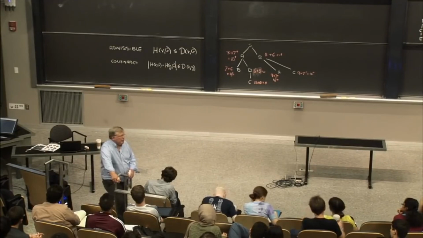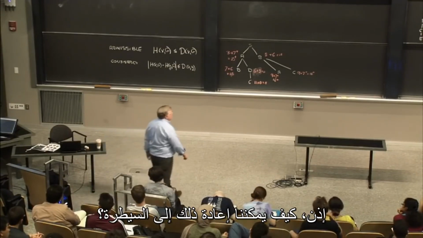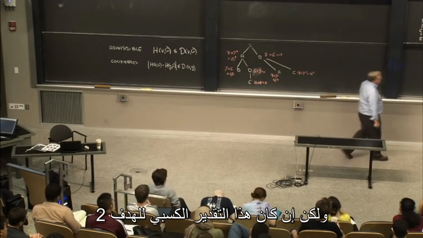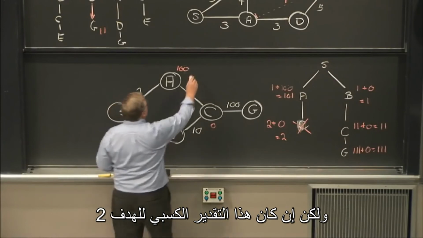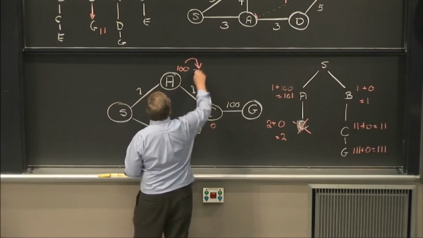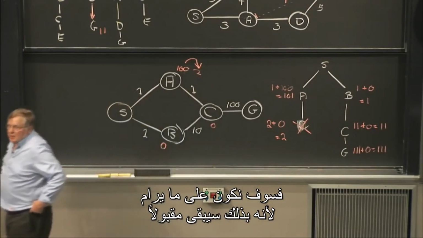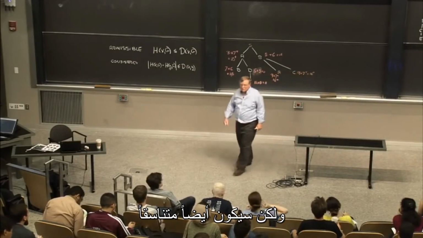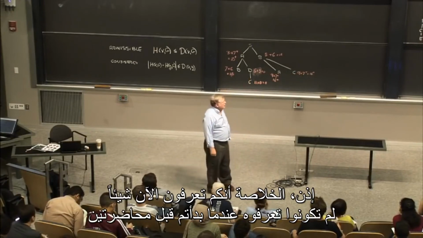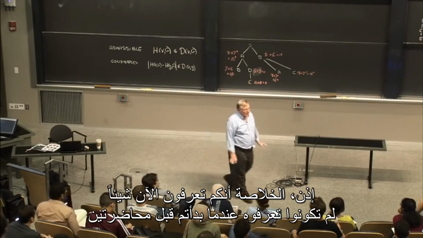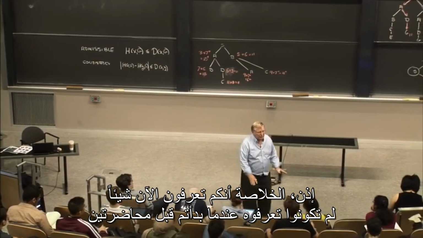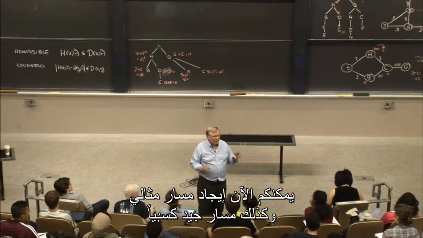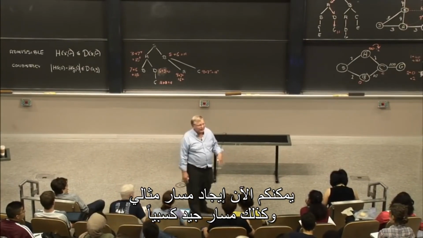Okay? So how can we bring this back into the fold? Well, we can't use that heuristic. It's no good. But if this heuristic estimate of the goal were 2, then it would be okay, because then it would still be admissible, but it would also be consistent. All right? So the bottom line is that you now know something you didn't know when you started out 2 lectures ago. You now know how MapQuest and all of its descendants work. Now you can find an optimal path as well as a heuristically good path.